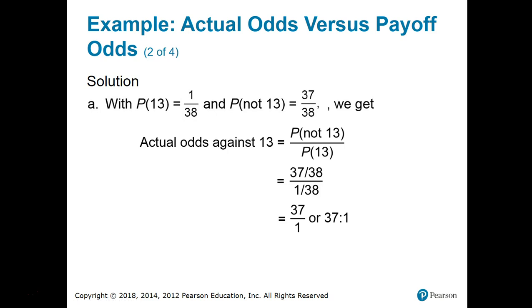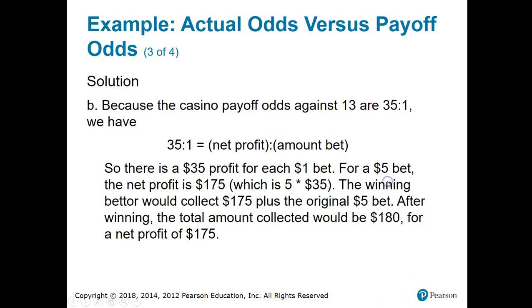Now, the probability of a 13 is 1 over 38. The probability of not a 13 is 37 over 38 because it could be anything else. Odds against 13 are probability of not 13 over probability of 13: 37 over 38 divided by 1 over 38. Fraction over a fraction. How do we get rid of that? We can flip the bottom fraction, or we can just multiply top and bottom by 38. We have calculators. We just cover up the right side here and then say 37 over 1. So 37 to 1.